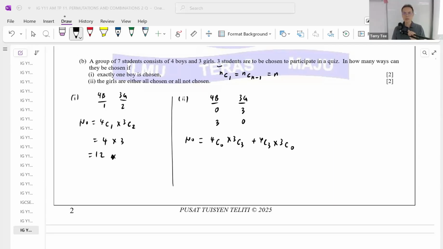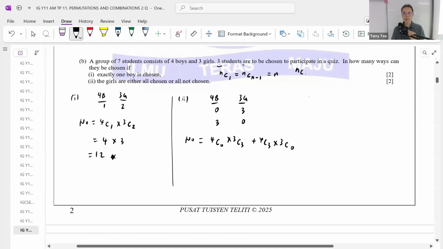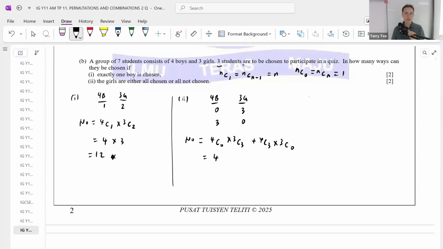So what do you get here? Now, remember another thing, nC0 is what? nC0 is the same as nCn, which is 1, right? So 4C0 is just 1. There's only one way to choose none of them. There's only one way to choose all 3 girls. And 4C3 is just 4. 3C0 is another 1, so it's 1 plus 4. The answer is 5. Like I said, I made all these questions such that you don't need a calculator. You can count straight away mentally.